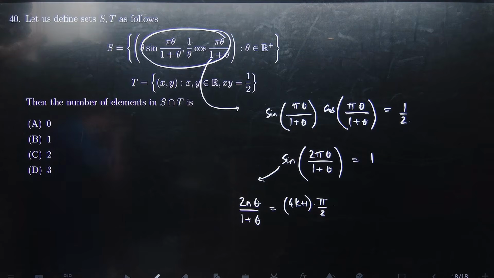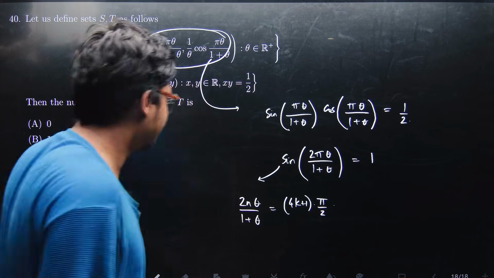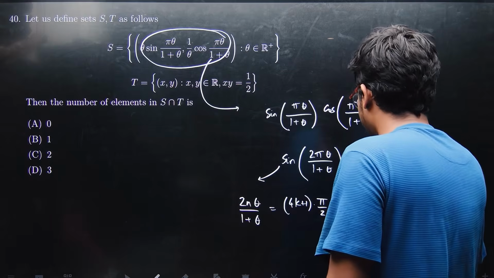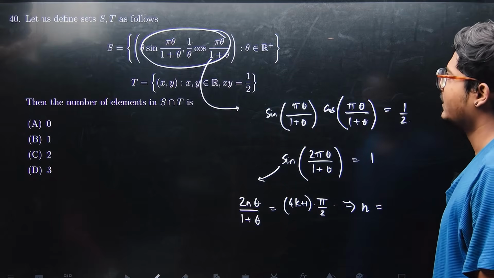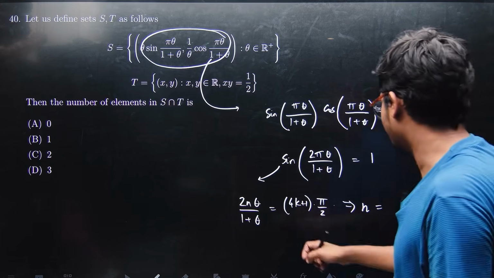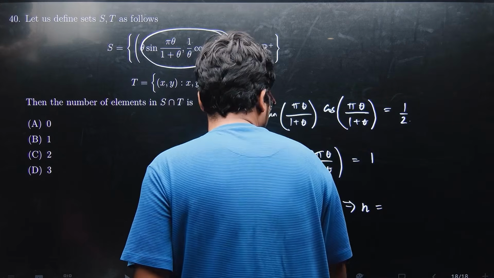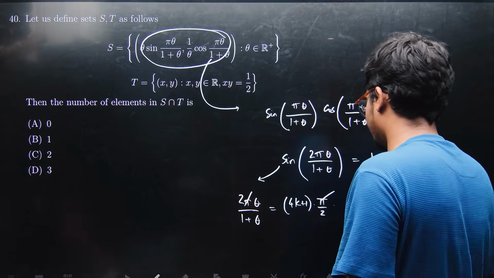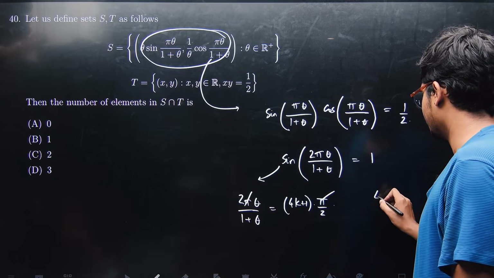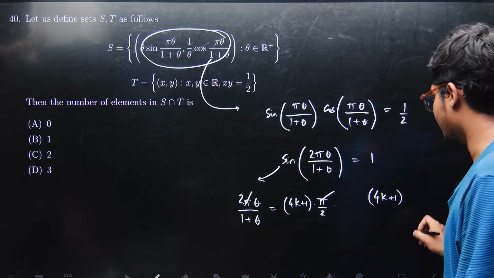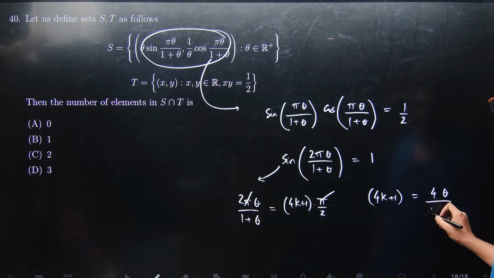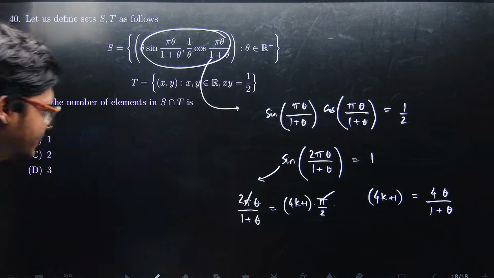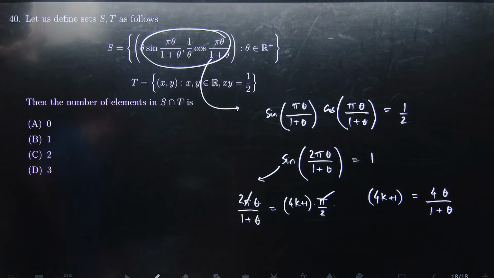Now, from here, if I solve, what will I get? This is 2 pi theta, so pi and pi will cancel out. You'll get that 4k plus 1 should be equal to 4 theta by 1 plus theta, right? Okay. Fine. What else can we say from here? If you look at this, we are getting that 4k plus 1 should be equal to 4 theta by 1 plus theta, right? Okay.